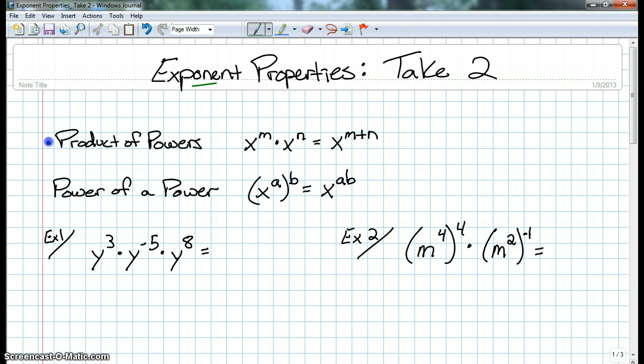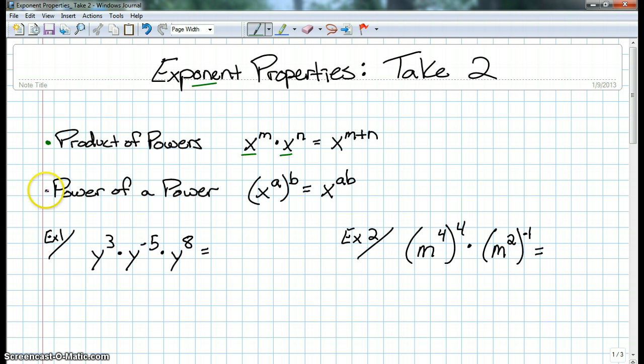So the first one here is called product of powers, which tells us if we have two powers that have the same base, they must have identical bases, in this case the bases are x to the m times x to the nth power, we simply add the exponents. So the solution here would be x to the m plus n.